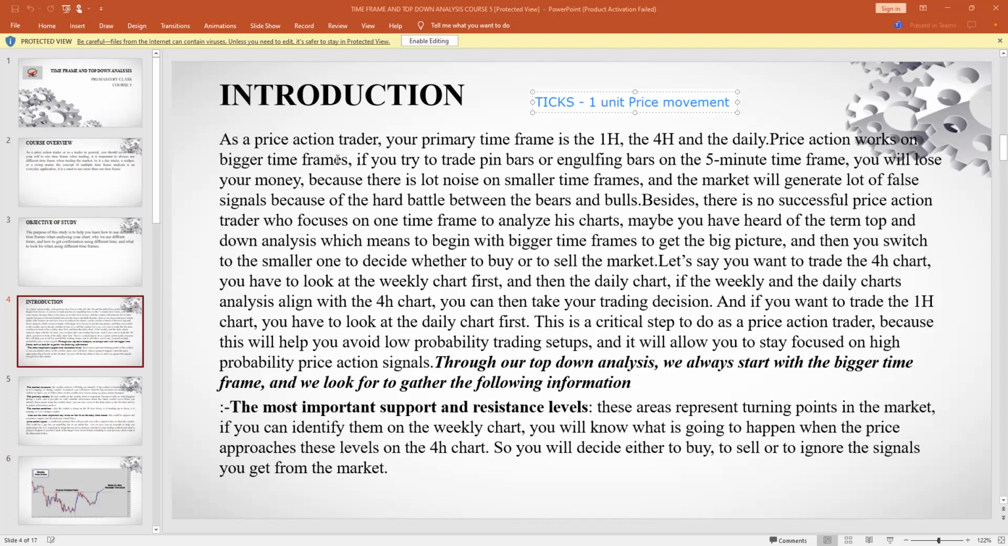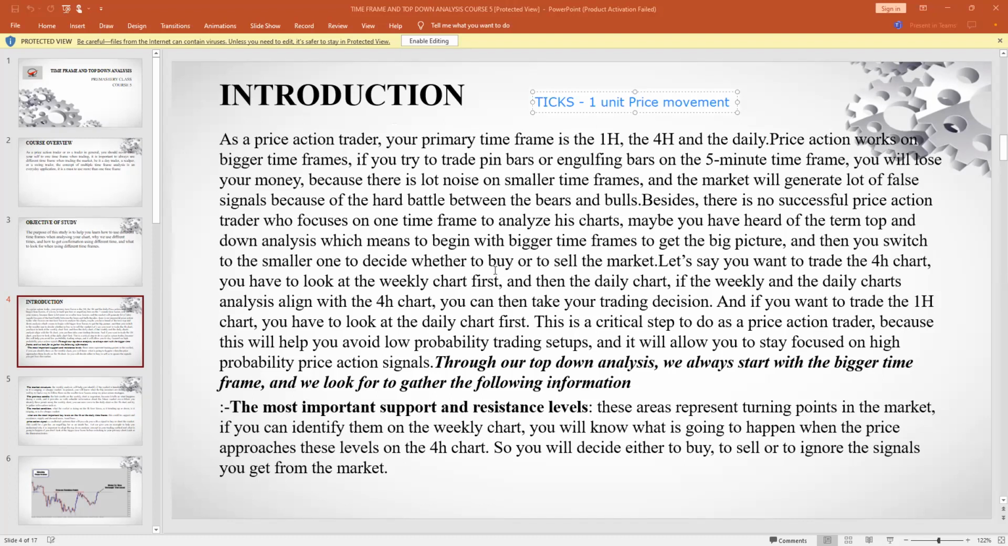As a price action trader, your primary time frame is the 1 hour, the 4 hours, and the daily. Now, this is not an absolute. Your primary time frame, and that's why it's called primary. There are secondary time frames that you can still adopt, that you can still work with, to work better. So the primary time frame is the hour, the 4 hours, and the daily.